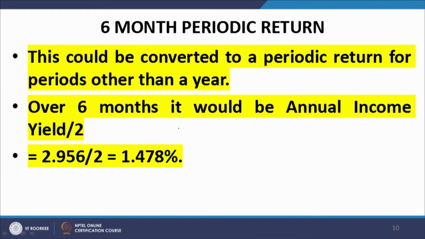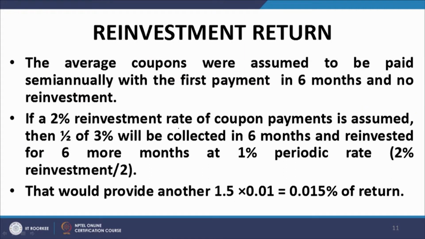If you want to convert it to a periodic return, you can, for example, the half yearly return or the return over a 6-month period will be equal to 2.956 divided by 2, that is equal to 1.478%. Please note, we have not considered reinvestment of coupons in solving this problem.